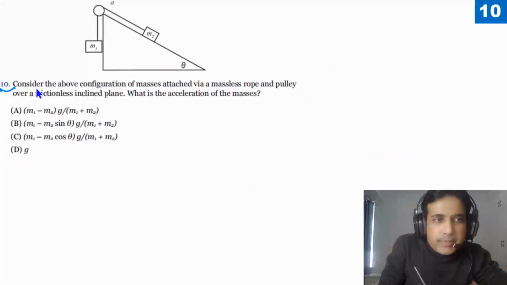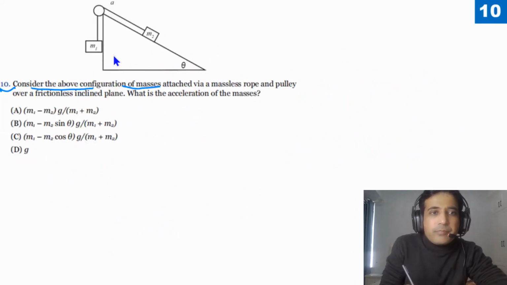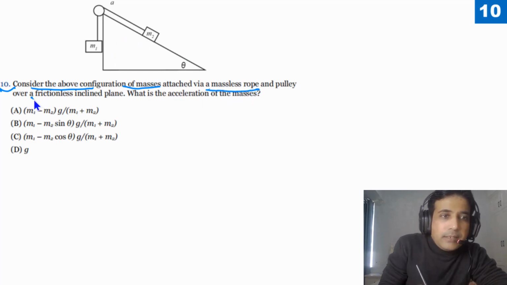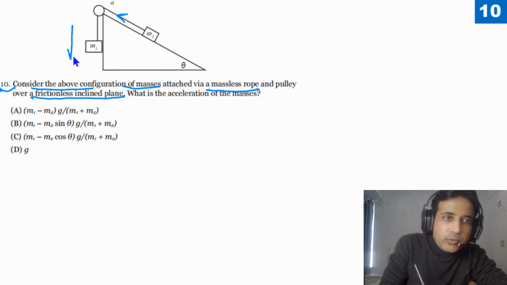For question number 10, we need to consider the above configuration of masses. For this configuration, it is given that the rope has no mass and the inclined plane is frictionless. We have two masses. One mass is hanging here. This mass is M1 and this mass is M2. The acceleration in this case is up, I mean, this is the direction of acceleration. So we can also draw one arrow here, telling us the direction of acceleration.